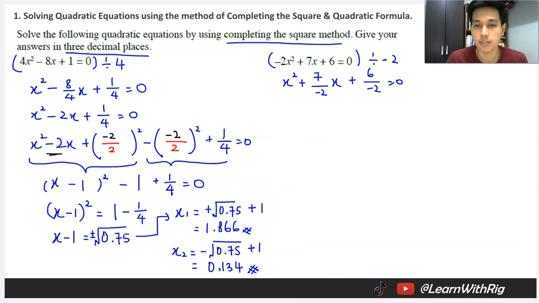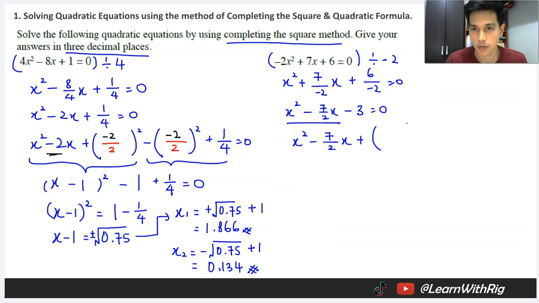Okay, so you're going to simplify this. You're going to get x squared minus 7 over 2 x minus 6 divided by 2, you get 3, equals 0. Now you start with the completing the square method. So you're going to write the first two values, which is the x squared and the x value. So you're going to write x squared minus 7 over 2 x plus (bracket) squared minus (bracket) squared, and then you write the back number here, which is negative 3, equals 0.